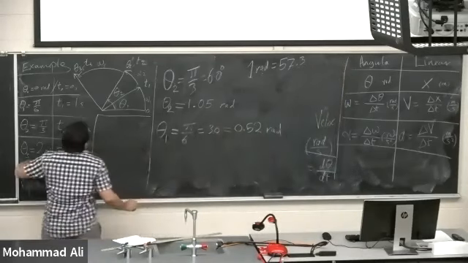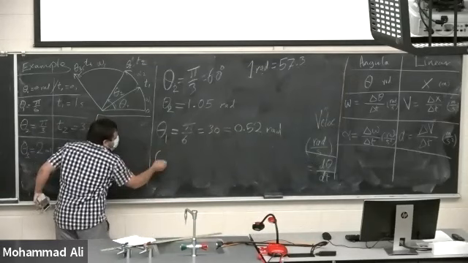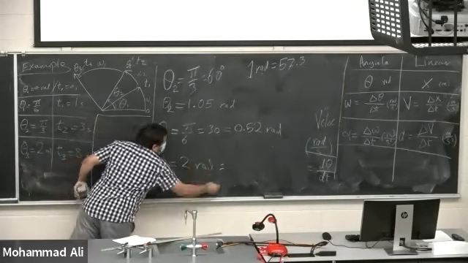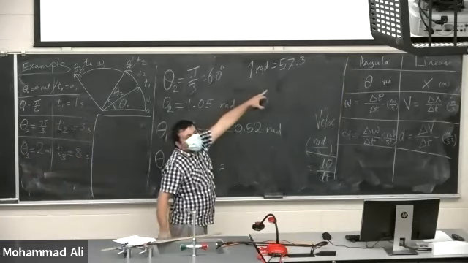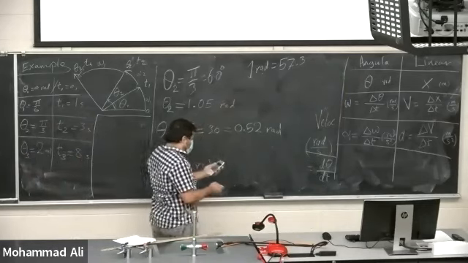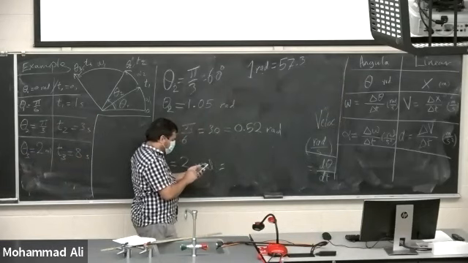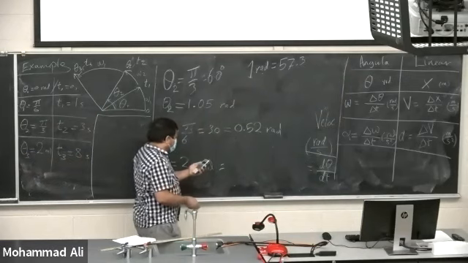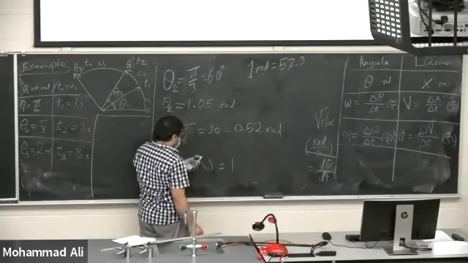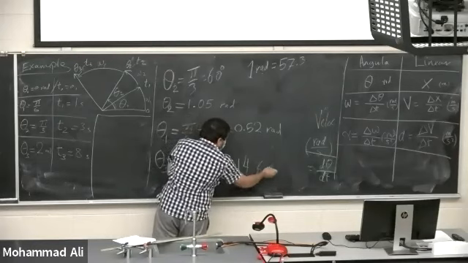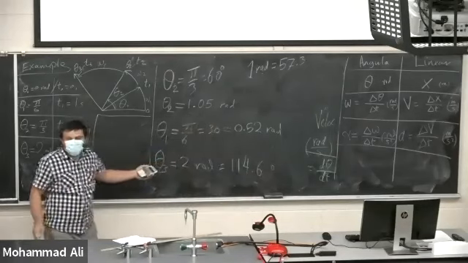This is theta 3. It is 2 radians. Theta 3 is equal to 2 radians, which is 57.3 multiplied by 2. It is 114 degrees.